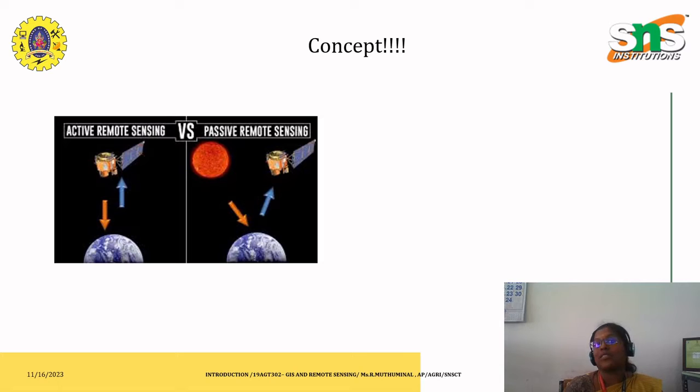While passive remote sensing is one where the electromagnetic radiation is dependent only on sunlight. So the sun is the major natural source available to create that kind of electromagnetic radiation. This radiation will be incident at the earth's surface, then it will get reflected towards space where the satellite will be available, and the sensor in the satellite will observe it. This is the concept involved in active and passive remote sensing.